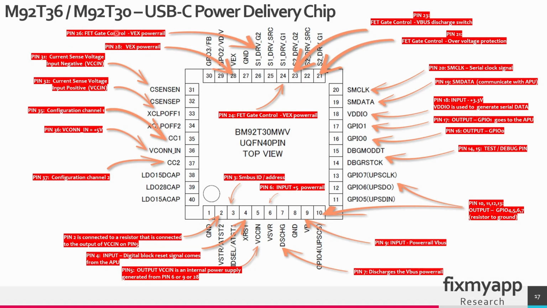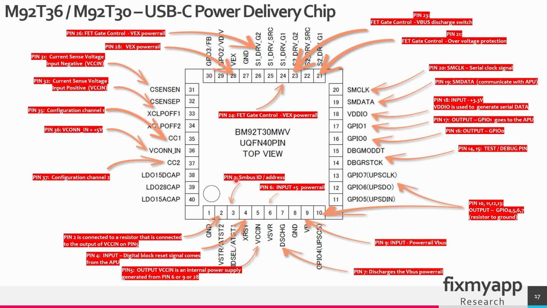So this is the M92 T30 pinout. I'm going to assume that this is the same for the 36. So first pin is the ground pin. The second pin is connected through a resistor and it's connected to the output of the VCC in. So this is pin 5. So here will be the internal power supply. So it can be 5 volt, 10 volt, 15 volts, depending on what internally this IC has selected as the internal power supply. So this voltage will go to pin 2 through a resistor.